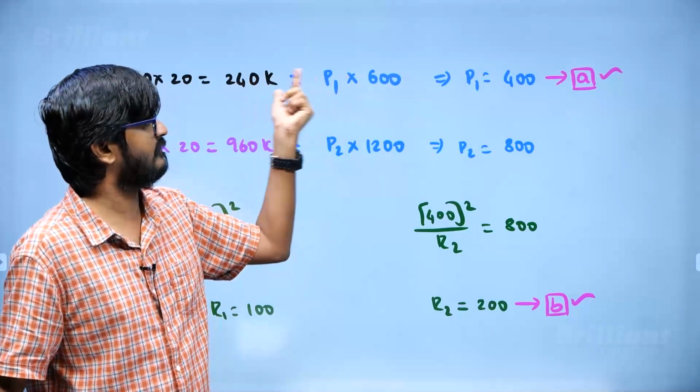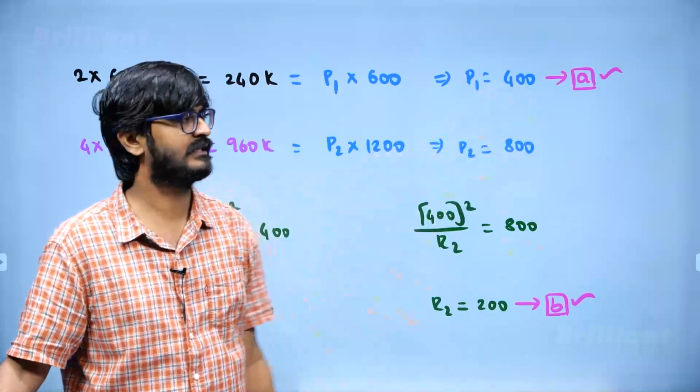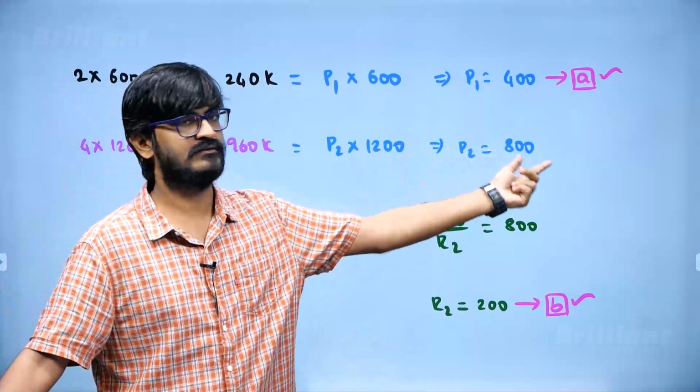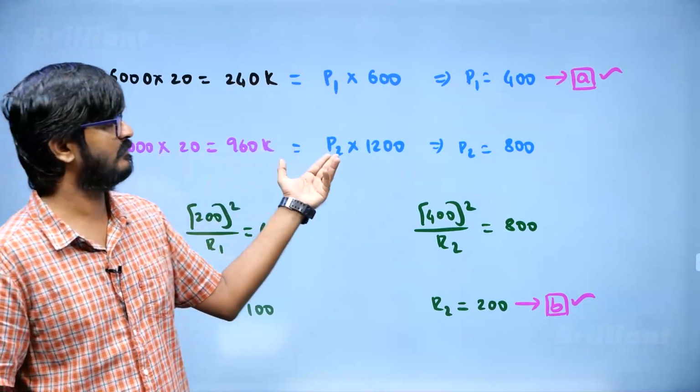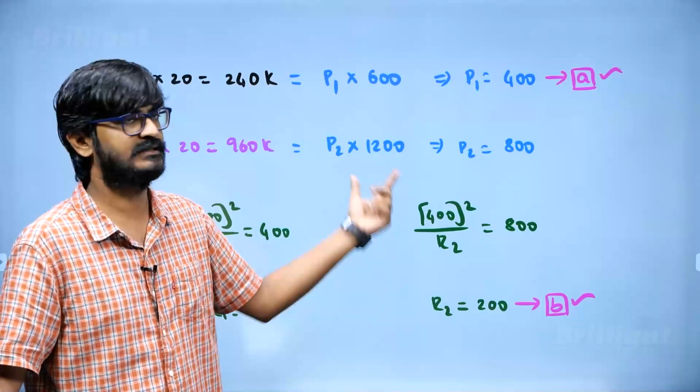So what is the power of the first one? Power of the first one is 400. Now similarly I can get the power of the second one, which is 800. m s delta T for the second liquid must be equal to power into time provided by the second heater.